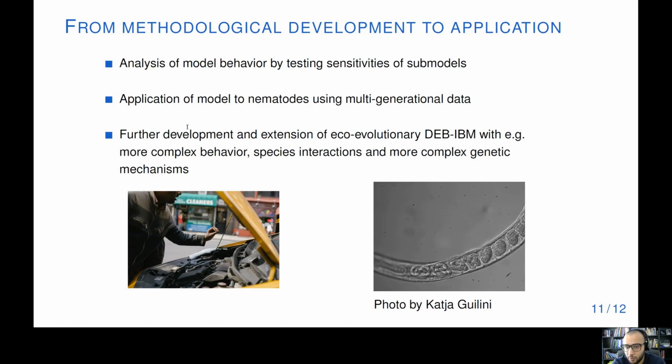But afterwards, the idea is then to apply this model to a marine nematode using both individual level and population level data gathered by collaborators of the project. And then questions such as how do eco-evolutionary dynamics affect nematode population responses to changing temperatures will be more of the focus. And then further down the line, the model development cycle can continue with additional modifications to consider increasingly complex behavior, species interactions, or extra genetic mechanisms.